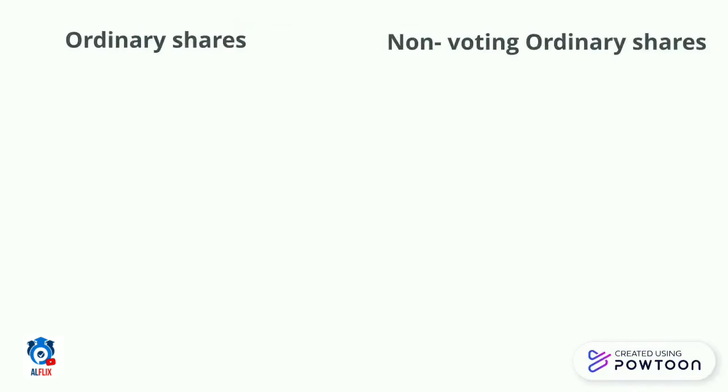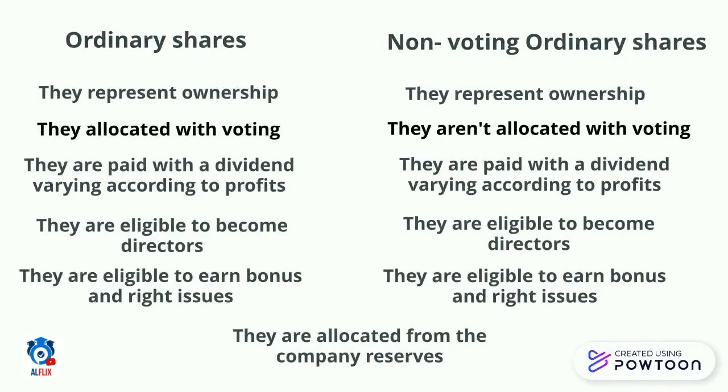So let's look into ordinary shares and non-voting ordinary shares. Ordinary shares represent the ownership. They are allocated with voting power. They are paid with a dividend and would vary according to profits. They are eligible to become directors. They are eligible to earn bonus and right issues. They are allocated with company reserves.